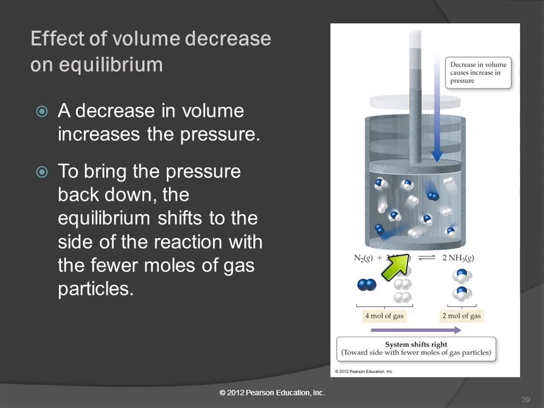And so it can go from 4 particles to 2 particles. That will cut the pressure down. And so when we increase the pressure, it will shift to the side with fewer particles of gas. If we decrease the pressure, if we pull up on this piston, we can cause the equilibrium to shift the other way to more particles of gas. Does that make sense?